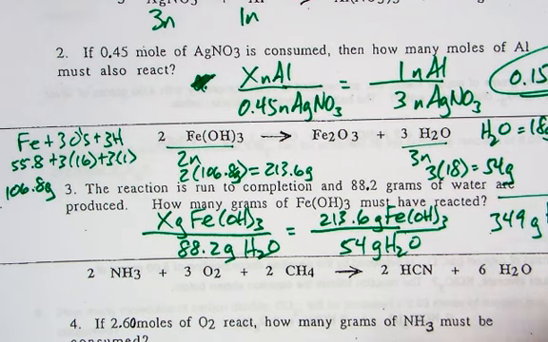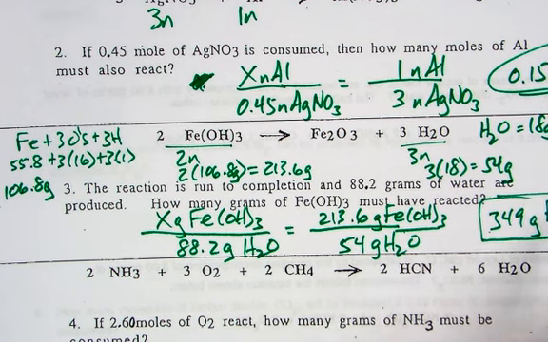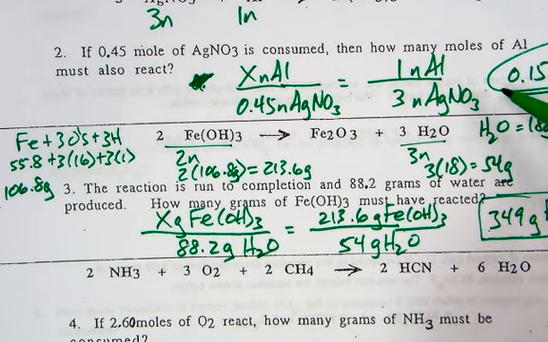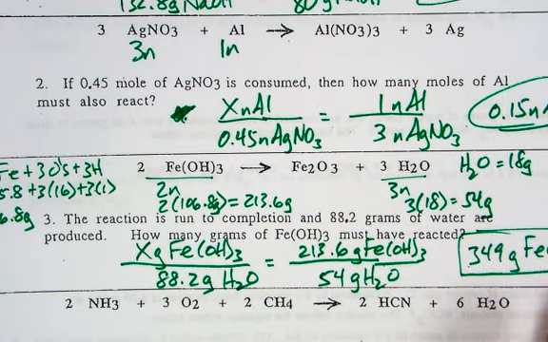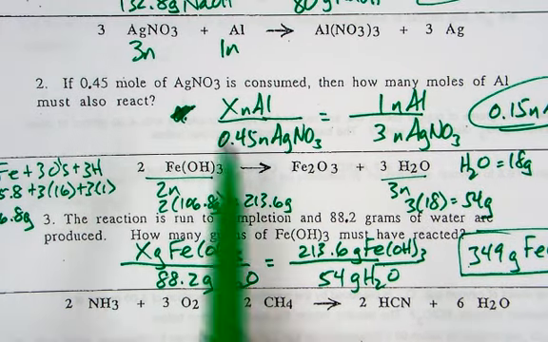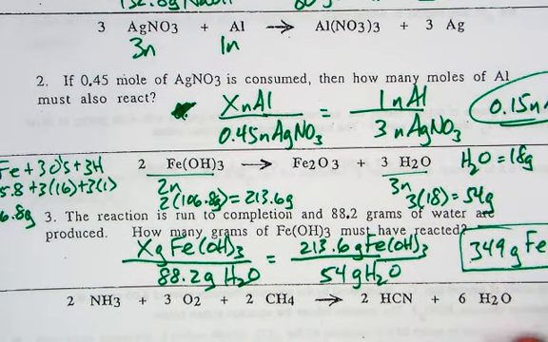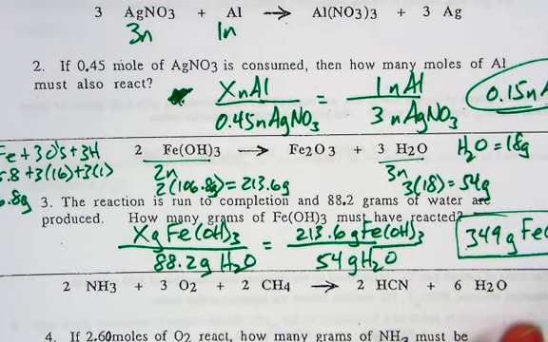So those are all the 3 different types of problems you can have. You can have mole-to-mole problems like in our second example. You can have mole-to-gram problems like the first one, and this third one is grams to grams.